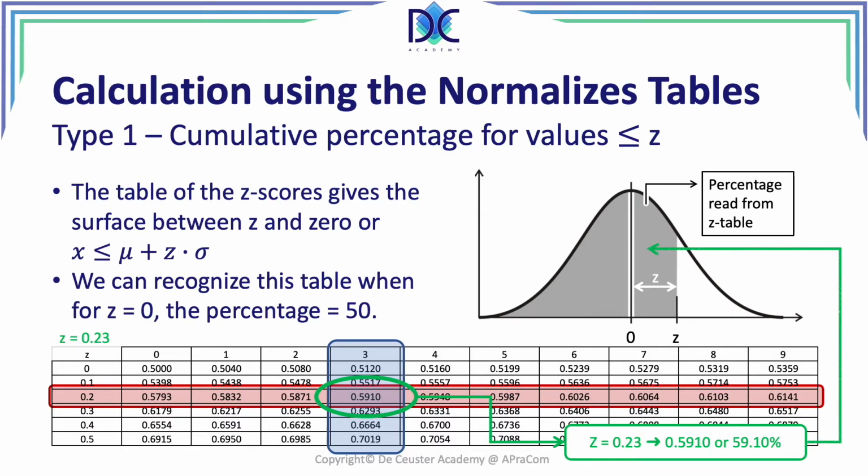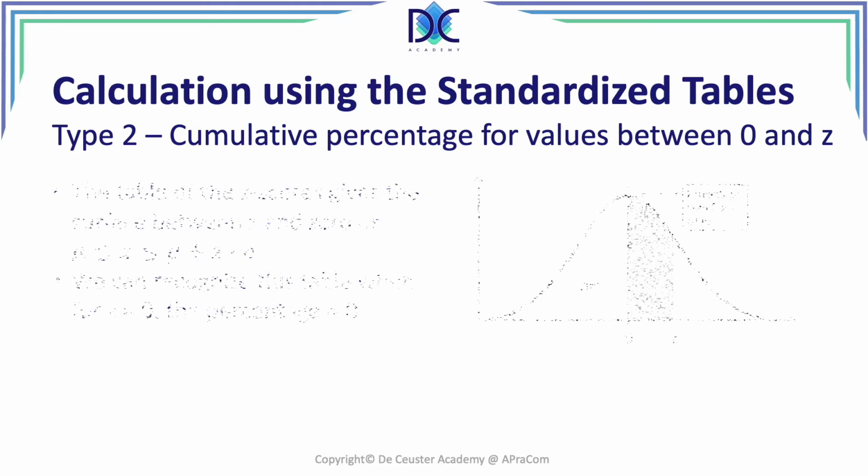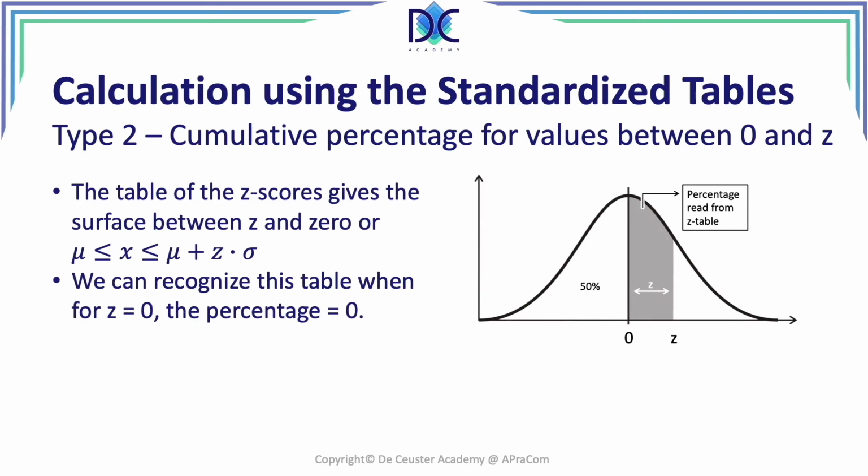The second element that we have is a second type of table that we can find, and now we find the cumulative percentage for values between 0 and Z. So we have a similar graph here, and we're going to find the percentage for X between the average and the average plus a number of standard deviations, Z times the standard deviation. And we will only read the gray surface from the Z table.